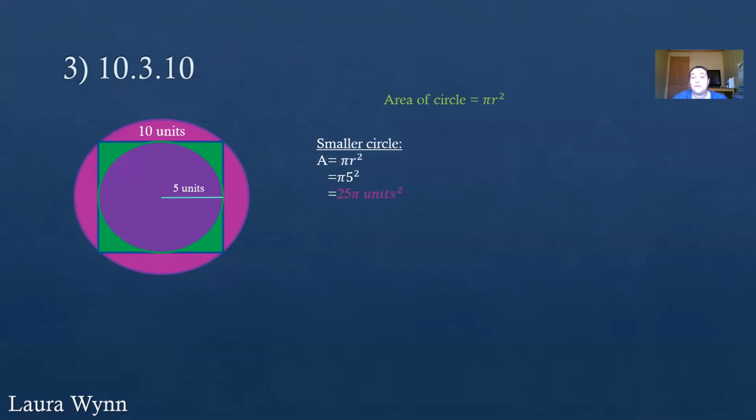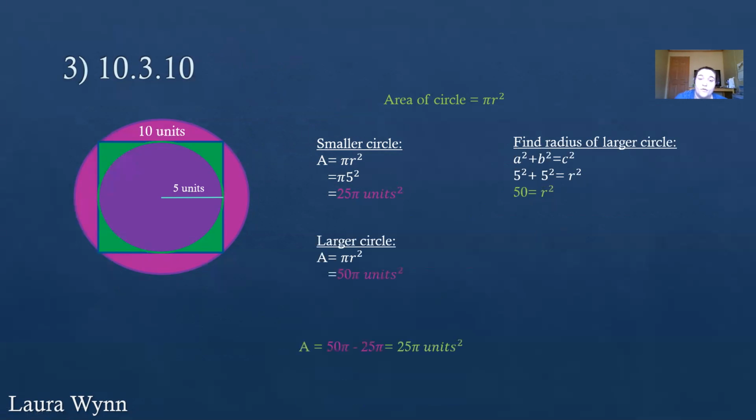So for the smaller circle, our area is equal to 25 pi units squared. Now we need to find the radius for our larger circle. In order to do that, we use the Pythagorean theorem, which you just plug in the 5 for the a and the b to get the radius squared, which would give us 50. All right, here's our larger circle. We plug that into our area of a circle formula, which r squared, we figured it out up here, so it's 50 pi units squared.